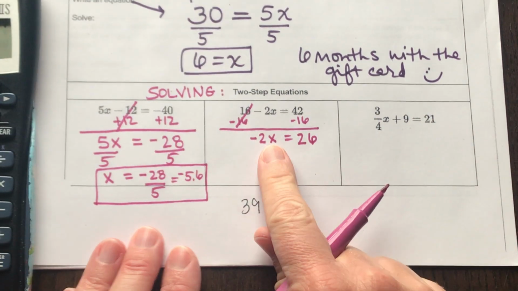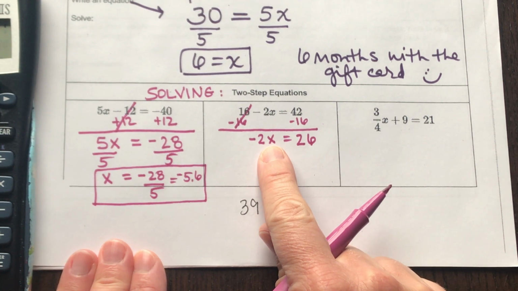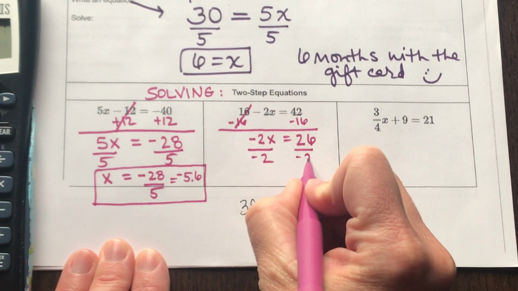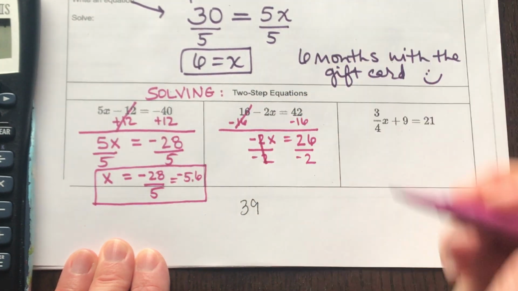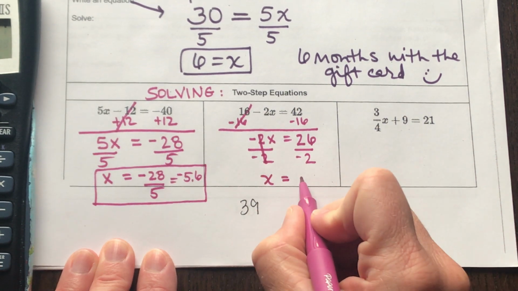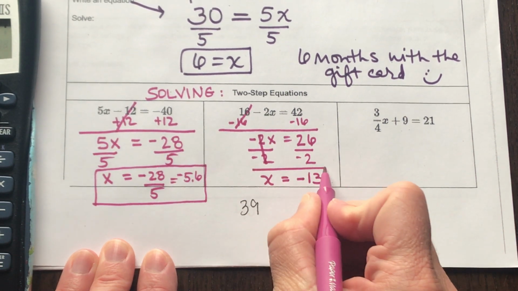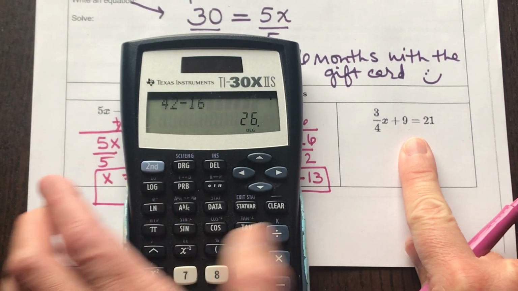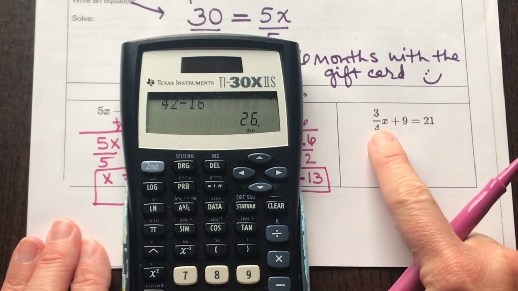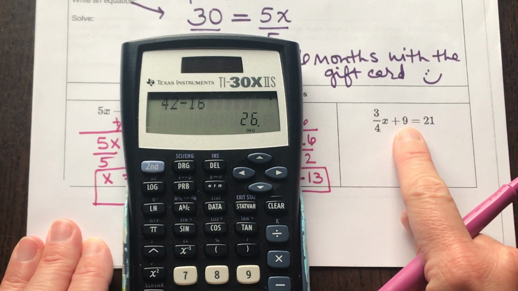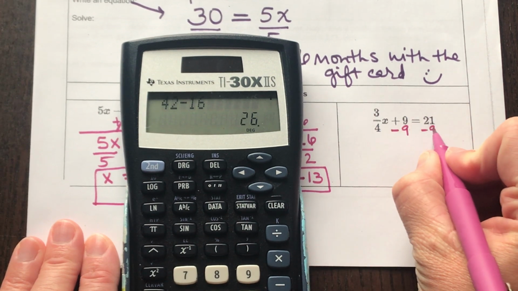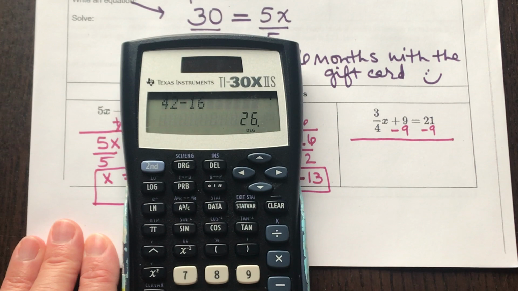Now, when I solve for x, I'm going to apply an inverse operation of division to get rid of the coefficient of negative 2. When I divide by negative 2, I will get a solution of negative 13. In this example on the right side, again, I need to isolate the variable x term. And so what I'm going to do is an inverse operation with the constant next to it. Since this is a positive 9, I'm going to subtract 9 on both sides of the equal sign.